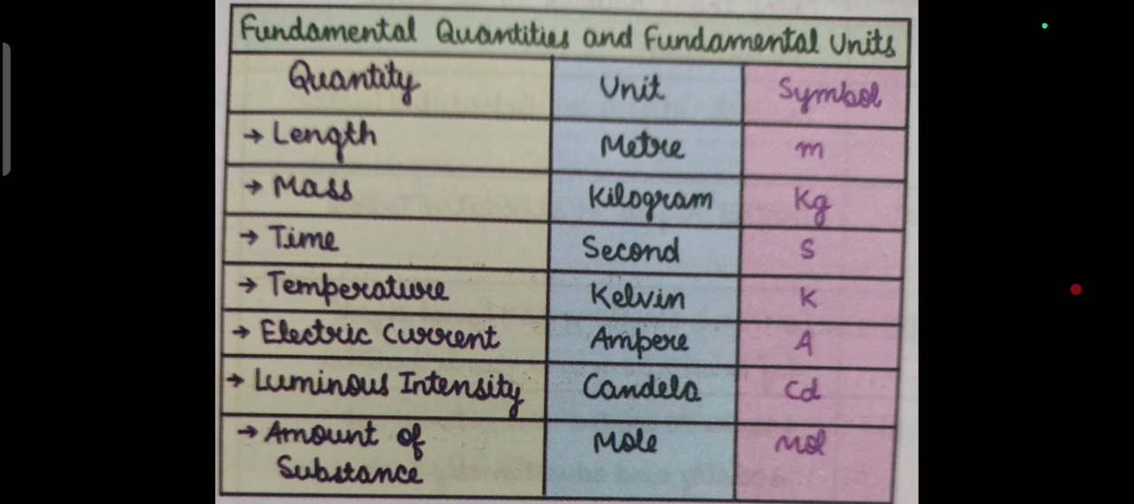Thermodynamic temperature is represented by unit Kelvin with symbol capital K, and the quantity amount of substance is represented by unit mole and symbol mol. And the last fundamental physical quantity is luminous intensity, whose unit is candela and its symbol is small c and d, cd.